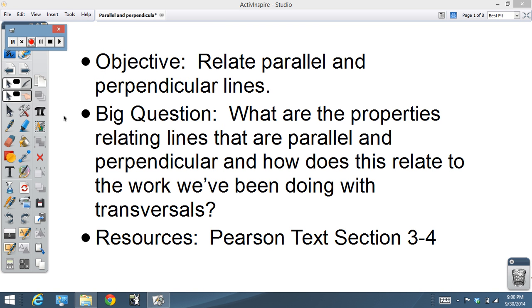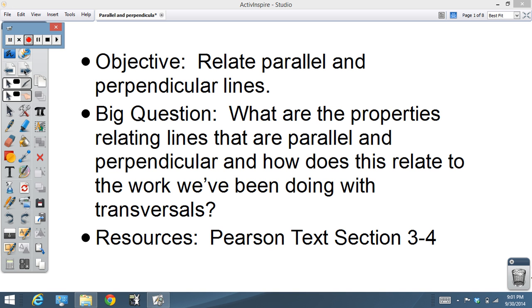Greetings, everybody. We have a new section to work on today, section 3.4. Still drawing heavily from what we've been doing before, but this time we're going to be talking about parallel and perpendicular lines. All right, so let's get right into it. Hopefully we'll make this another short one to get you on with your week.